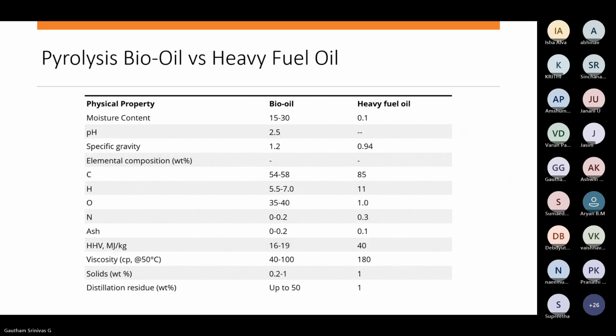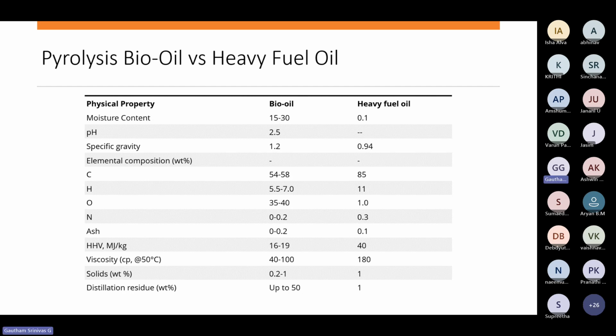Coming to pyrolysis oil versus heavy fuel oil or crude oils, petroleum crudes. Normally the bio oils have high moisture content and high oxygen content. So it is quite volatile. It can react very easily. It can polymerize, and because of the high oxygen content, it can lead to oxidation reactions. And it is heavier than water actually. The specific gravity is 1.2, so it is heavier than water, whereas crude oil is lighter than water.